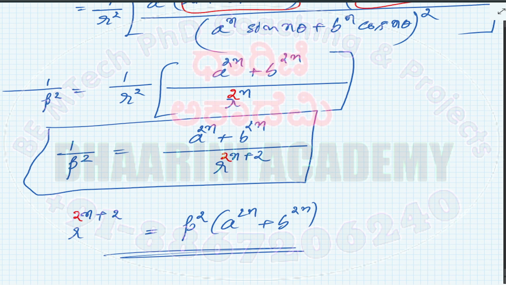A to the n sine theta plus b to the n cos theta is r to the n, but I have a square outside, right? So there is a 2 outside, which means it is r to the power 2n. Considering that this is r to the 2n in the denominator, every term becomes r to the 2n plus 2. Rest of the terms are still the same. So r to the power 2n plus 2 is equal to p square into a to the 2n plus b to the 2n, which is the final answer of the required Pedal equation.